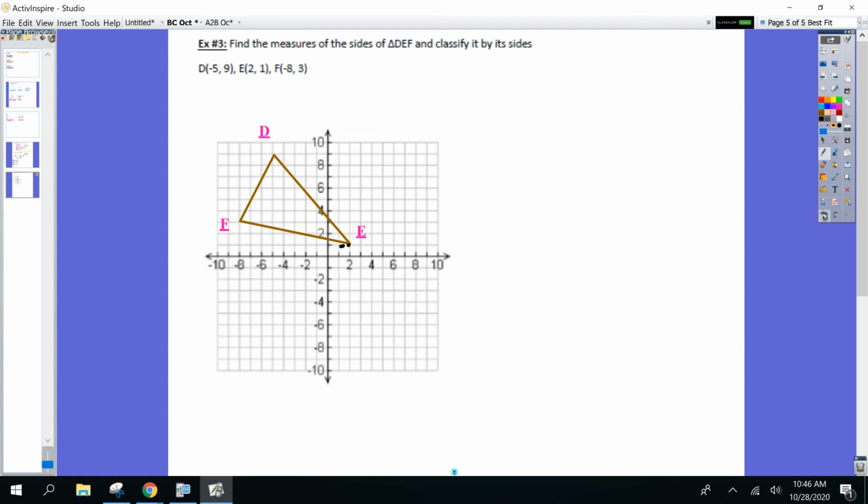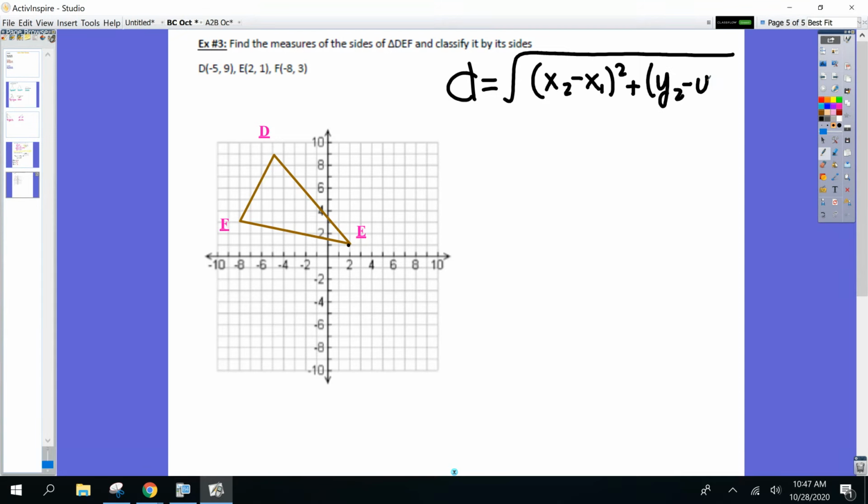So you could use Pythag. Go right ahead if you want to use Pythag. I'm going to use distance formula with you. x2 minus x1 all squared plus y2 minus y1 all squared. I will do one side with you, and then you guys are on your own for the other 2 sides. So I think I'm going to do FE. We're going to find the distance of FE right now together.